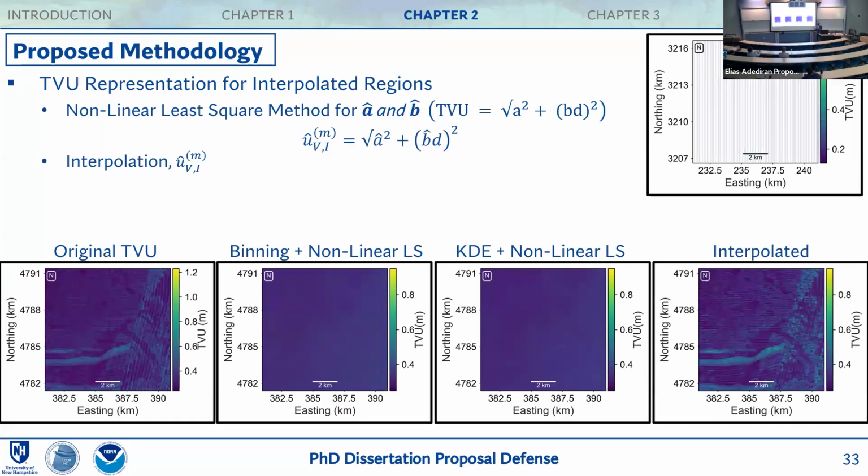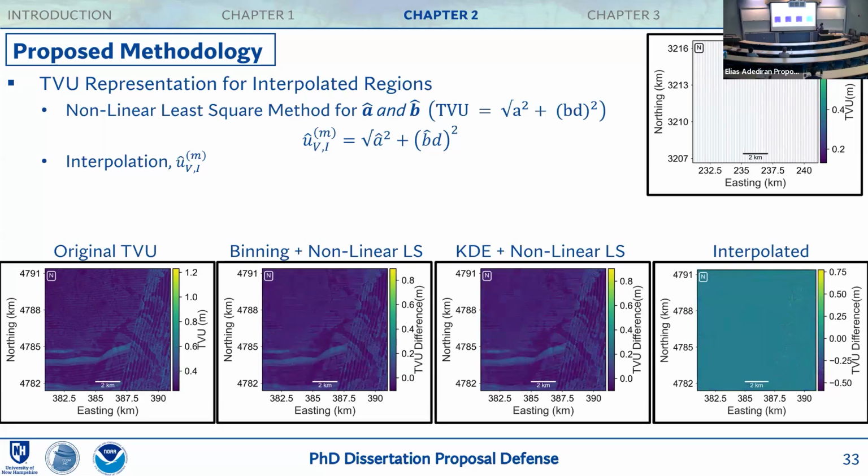So if we try to just interpolate that, what we get, is it better? Looking at the result, this is what we get when we use the nonlinear least square method to estimate A and B, and this is when we just interpolate the TVU itself. And this is the difference between the three methods that we tried.